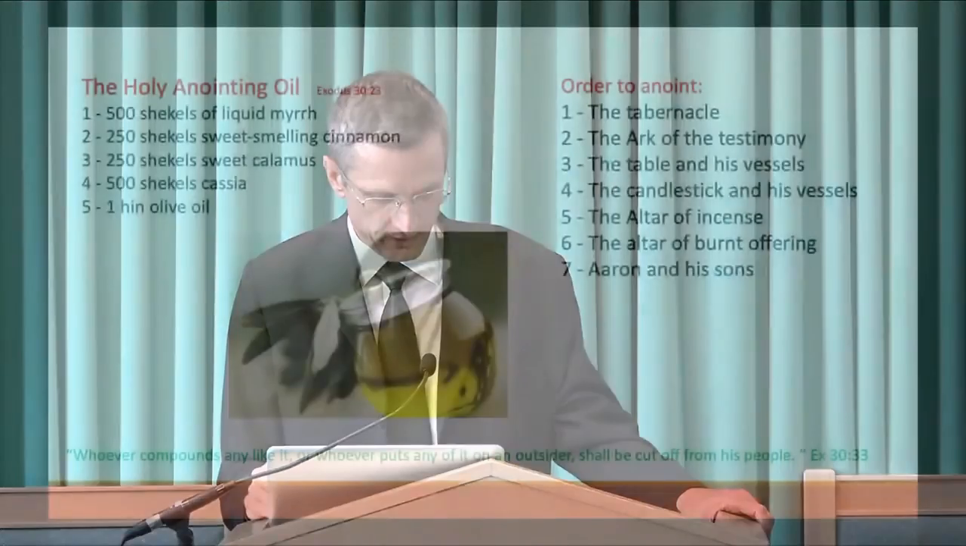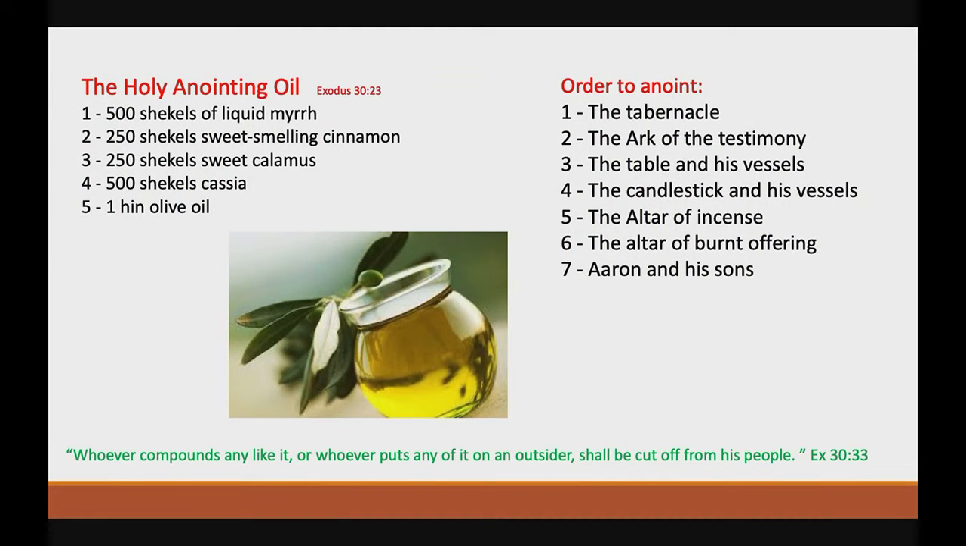One more detail about the holy anointing oil. It's composed of 5 ingredients. The quantity is multiples of five. 500 shekels, 250, everything is divided by five. What does oil mean? The Holy Spirit. You need the Holy Spirit to understand.